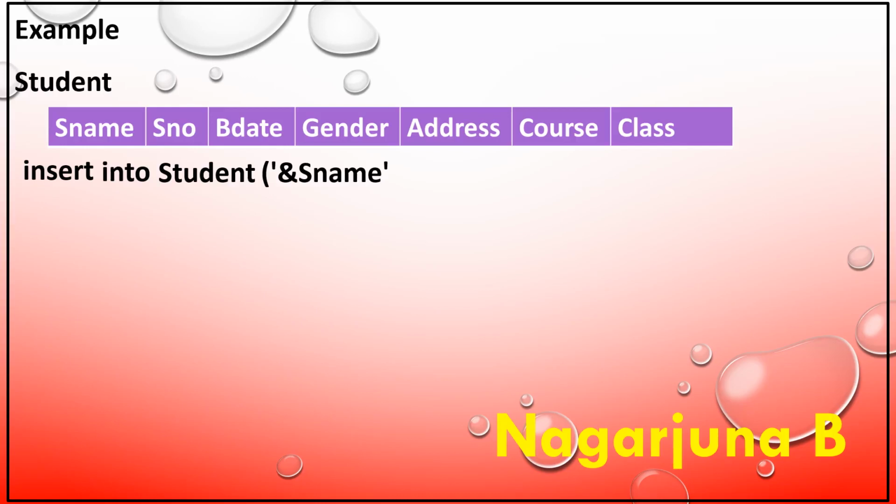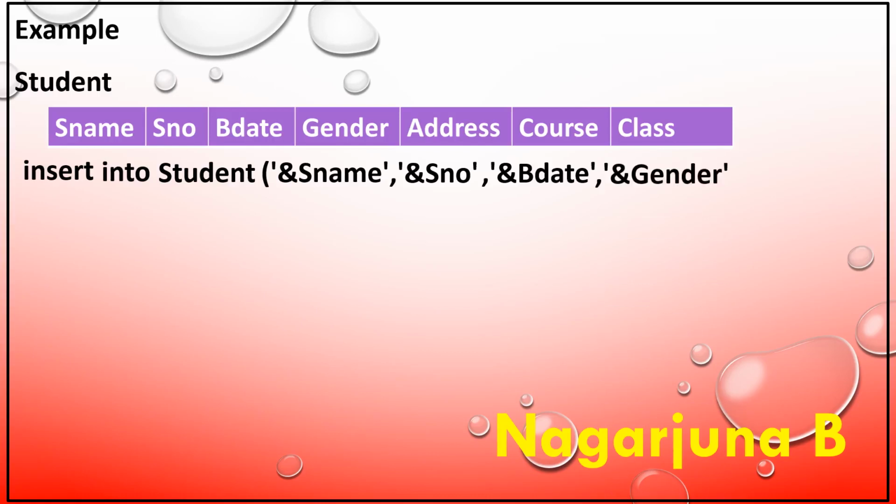open the bracket within a single quote ampersand S name, it is the first attribute. The next attribute, comma, within a single quote SNO, the next third attribute, comma, within a single quote B date. Whatever attributes you write should match the attribute names which you specified at the time of creating the table. Even the case, the uppercase as well as the lowercase, should be correct.